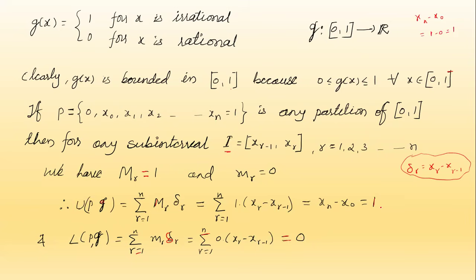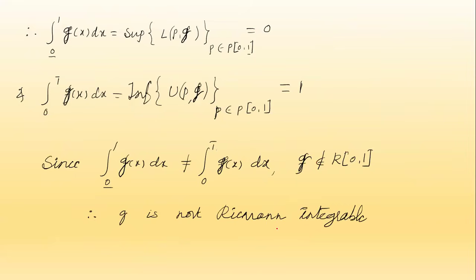Upper Darboux sum is equal to 1. Lower Darboux sum is equal to 0. Now, the lower Darboux integral of g of x with respect to x is, by definition, the supremum of the lower Darboux sums. This is 0. The value we get for the upper is 1.